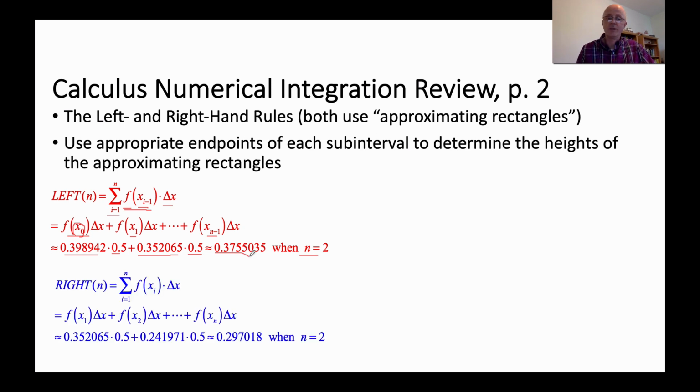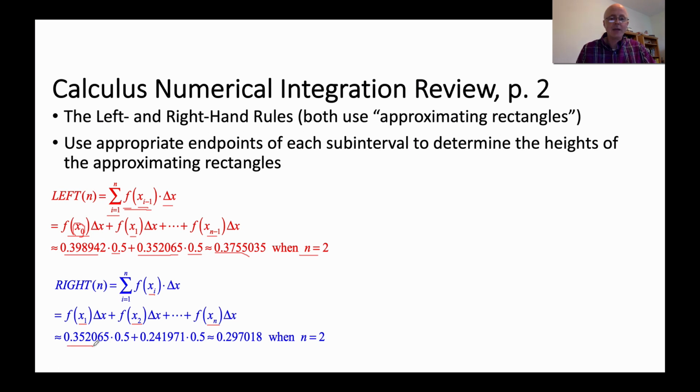You use the right endpoint of each interval. Notice I've got an x sub i here instead of an x sub i minus 1. So in general, when i is 1, I plug in x1. Then I plug in i equals 2 here. And then at the end, i gets replaced by n. I plug xn into the function to determine the height.